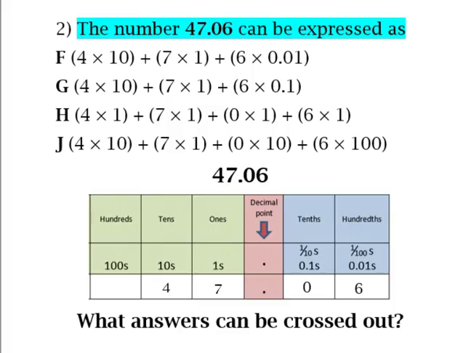So based on the information we have, let's look at our answers to see if there are any that we can cross out. This is a critical step as well when you're taking a test, because it will help you if you are able to cross out any answers. It can help you improve your chances of getting the question correct. Okay, so let's look at our place value chart, and also let's look at our answers to see which do not match 47.06.